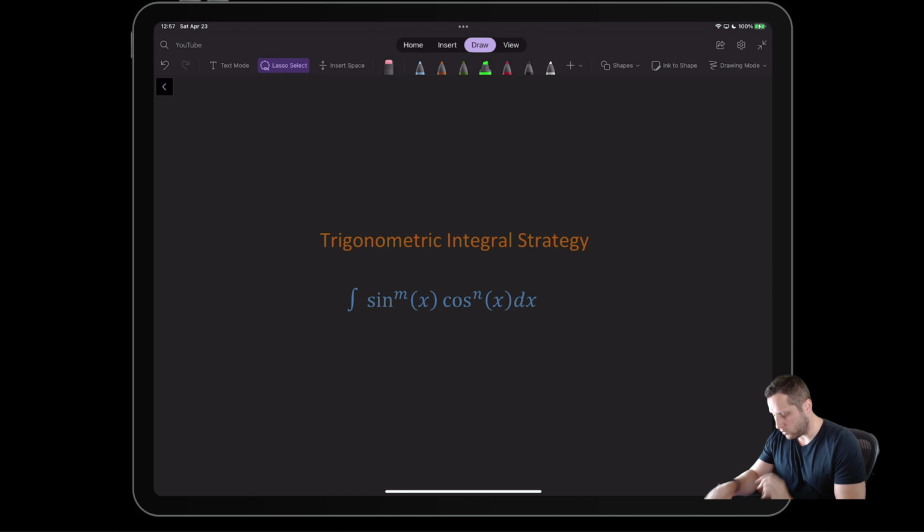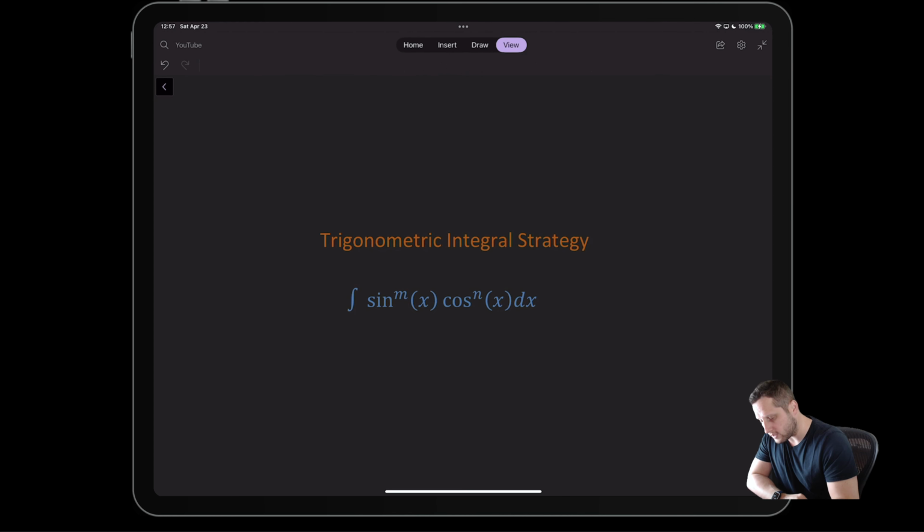In this video, we are going to review a strategy for trigonometric integrals involving sines and cosines. So we'll go ahead and jump right into this.